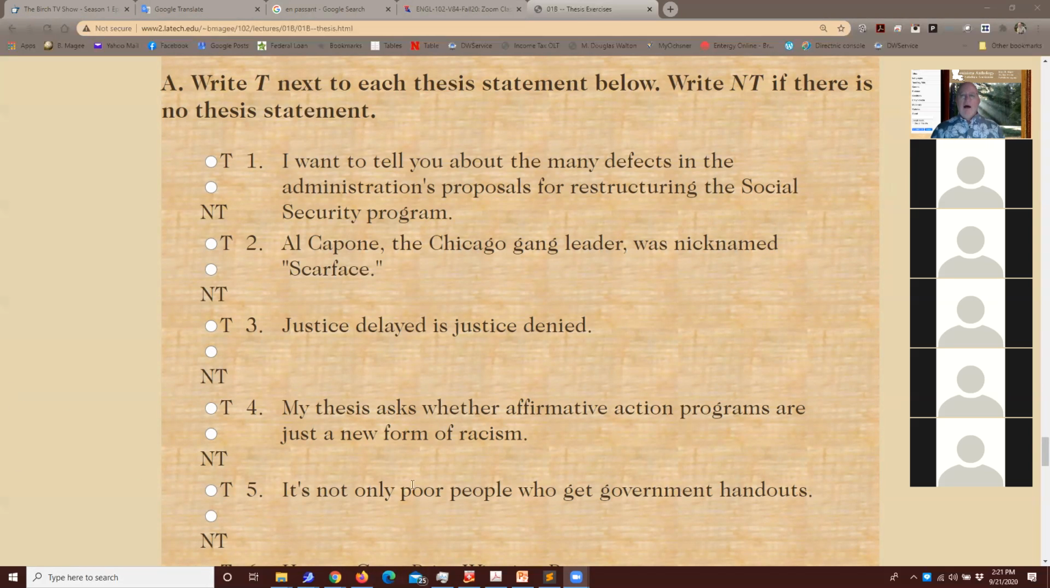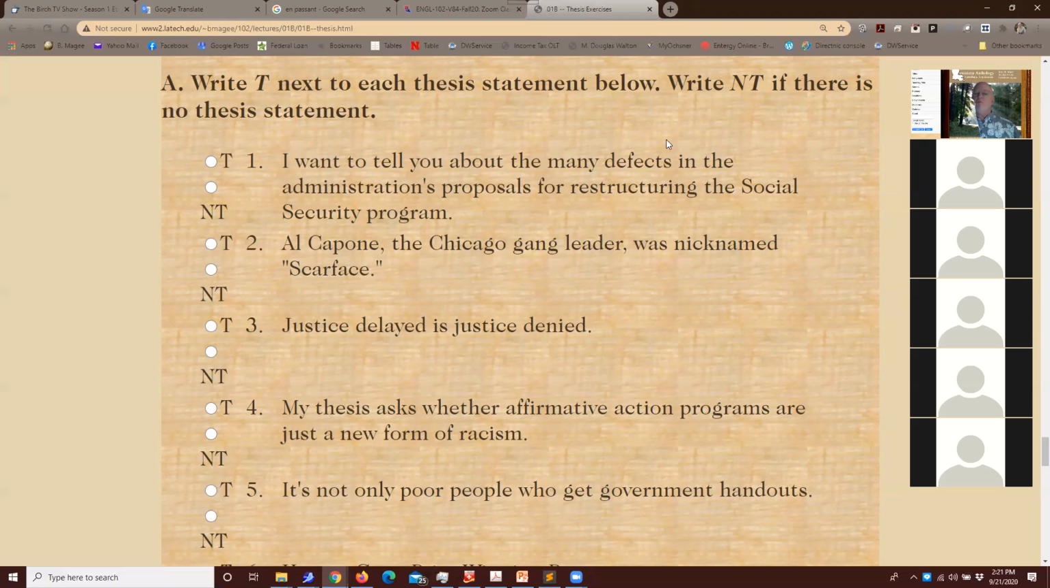Yes. So something that would work a little better would be: Al Capone, the Chicago gang leader, got his nickname Scarface in an interesting way. So there you go. So then you have a story to tell, right? And then it'll be up to them to decide if this is an interesting story or not.